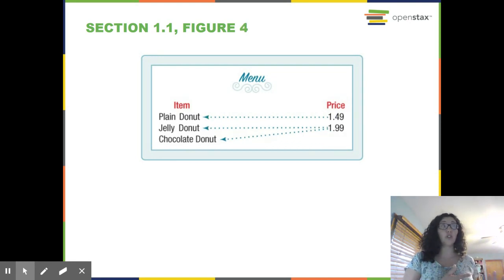What if we go the other direction? If our input is price and our output is item, if I said it costs $1.99, what item is it? I don't know. It could be jelly or it could be chocolate. We can't tell, right? In this direction, if this is our domain and this is our range, it is not a function. It's a relation. It's not a function because this price gives us 2 possible outputs.